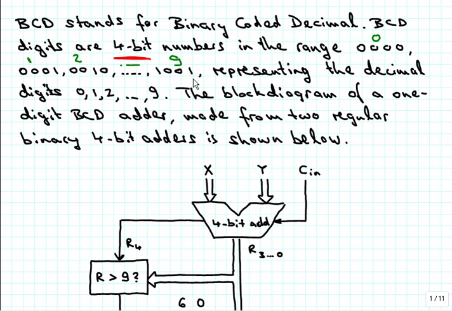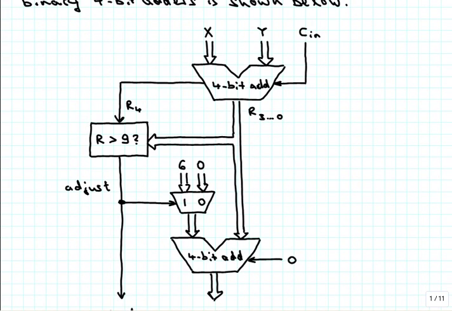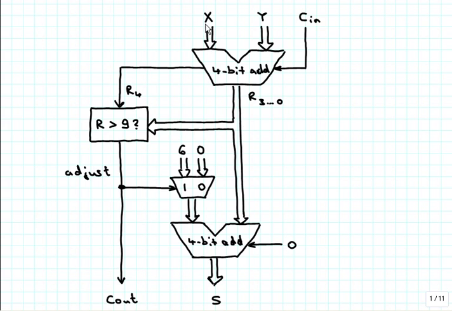The block diagram of a BCD adder, which is typically made from regular binary 4-bit adders, looks like this. So we have an input X, which is a 4-bit input, and another 4-bit input Y, and a carry in, and we use regular binary addition. What can happen is that this intermediate result R here can be another BCD number, assuming that X and Y are BCD. Okay, so we assume that those are BCD numbers at the input.